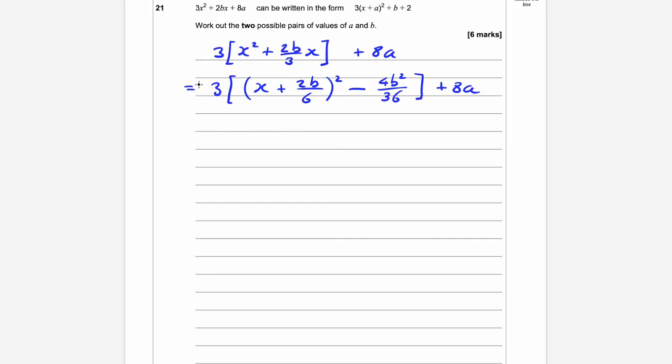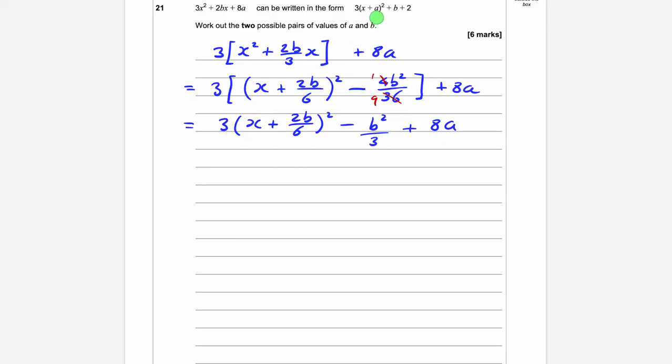Okay, now let's multiply out this 3, or multiply in the 3. So I get 3 into x plus 2b over 6 squared. The 3 times this, now bear in mind guys, this is actually 1 over 9. So when I do 3 times this, it's 3 over 9, which is 1 over 3. So this is going to be minus b squared over 3. Just make sure you're clear on how I did that. And this is plus 8a. Okay, now I've written it in the way he wanted it, kind of, but it's a completed square.